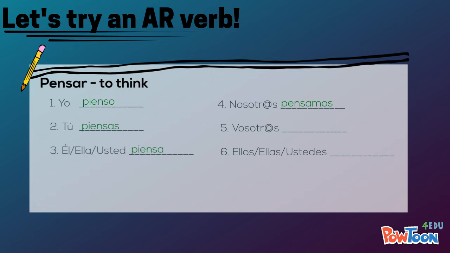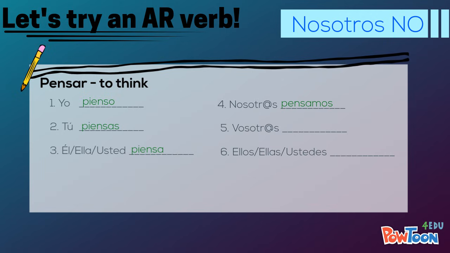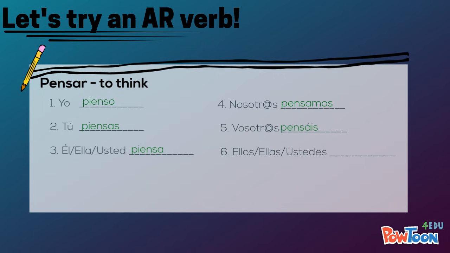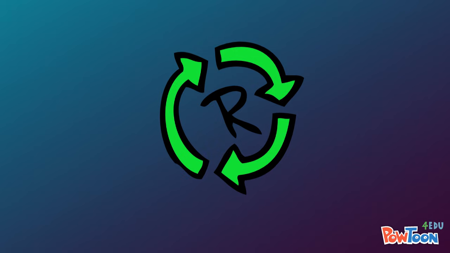Nosotros pensamos, we think. Now remember, nosotros no. The nosotros form does not have a stem change in it. Vosotros pensáis, y'all think. And ellos, ellas, ustedes piensan, they or you all think. Now you can rewind and go back if you would like to view that again.